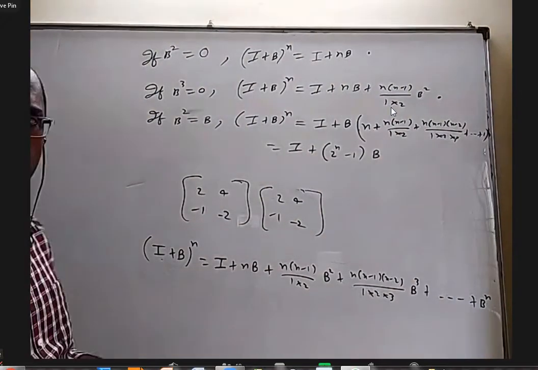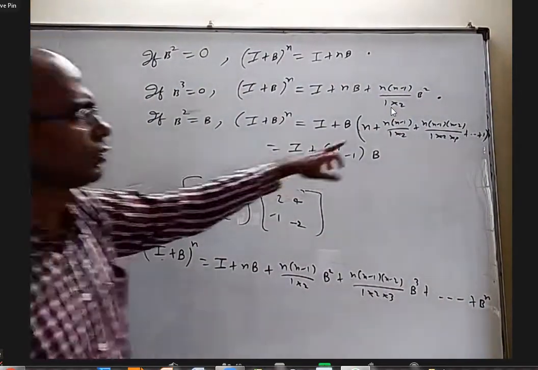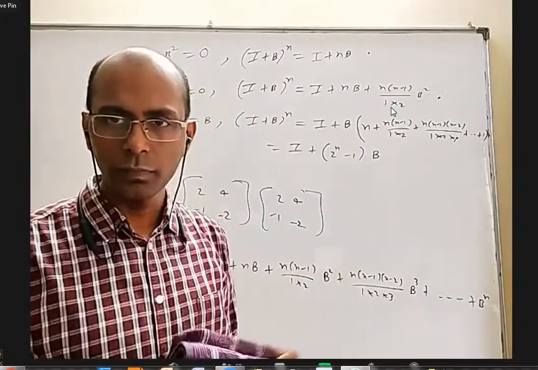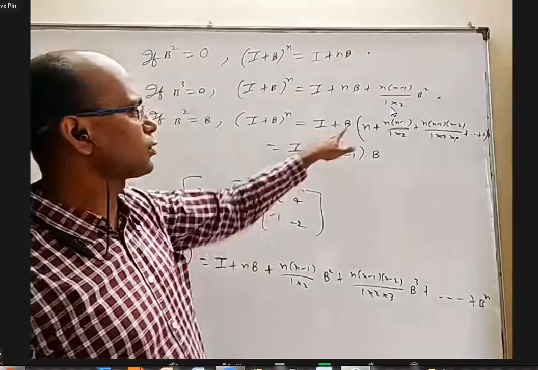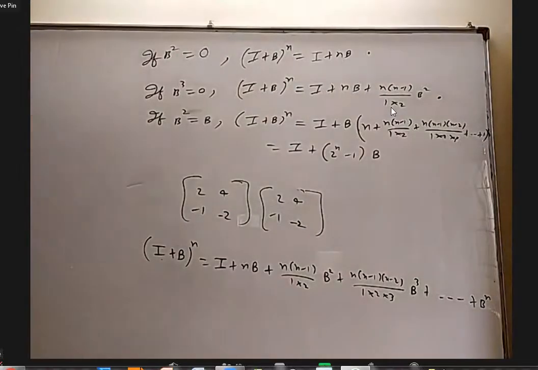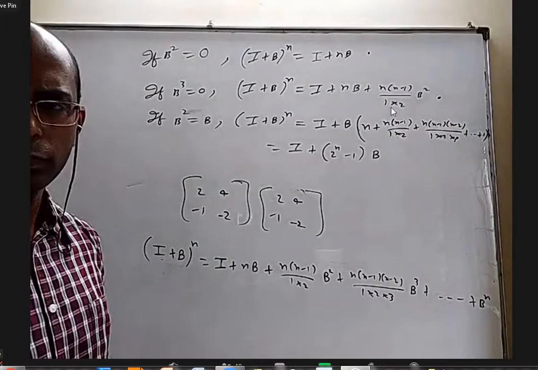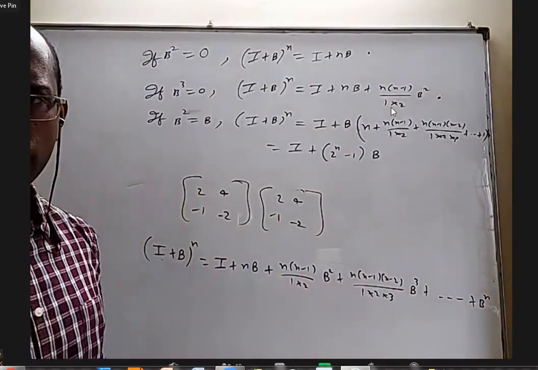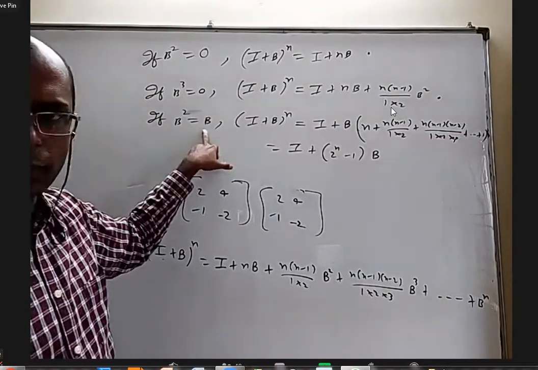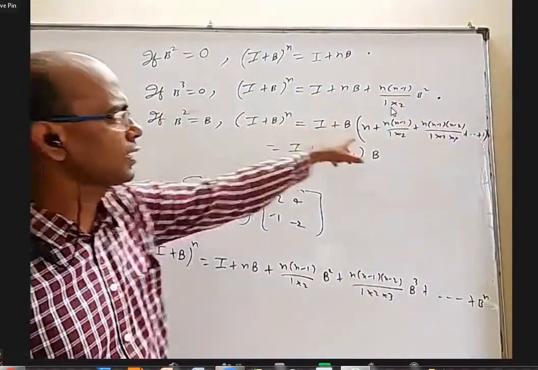Sir, in the third one, won't the last term be B power n? That B power n is B only, no? Yes, sir. That B I took common, right? So what will be left? Yes, sir. Sir, in the third case, if we use some numbers in place of n, the B value will be given. No, B is a matrix. I is a matrix. n is a number.